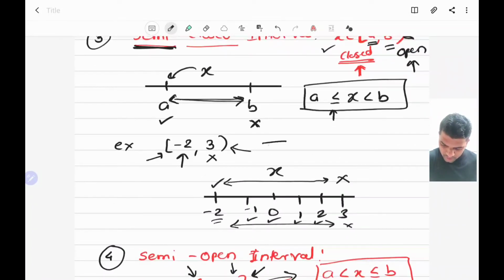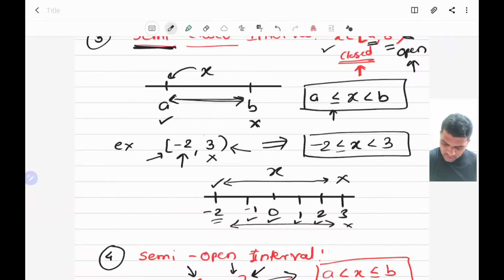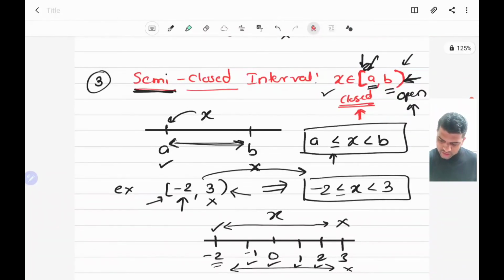For this example, with these values, we can represent it as -2 less than or equal to x less than 3. So please observe very carefully. The same semi-closed interval we can represent in this way also. There are always two ways in which we can represent this kind of interval. So this is one possibility, and this is one more. With this example, this is one way of presenting a semi-closed interval, and this is one more way of presenting the same interval, right?